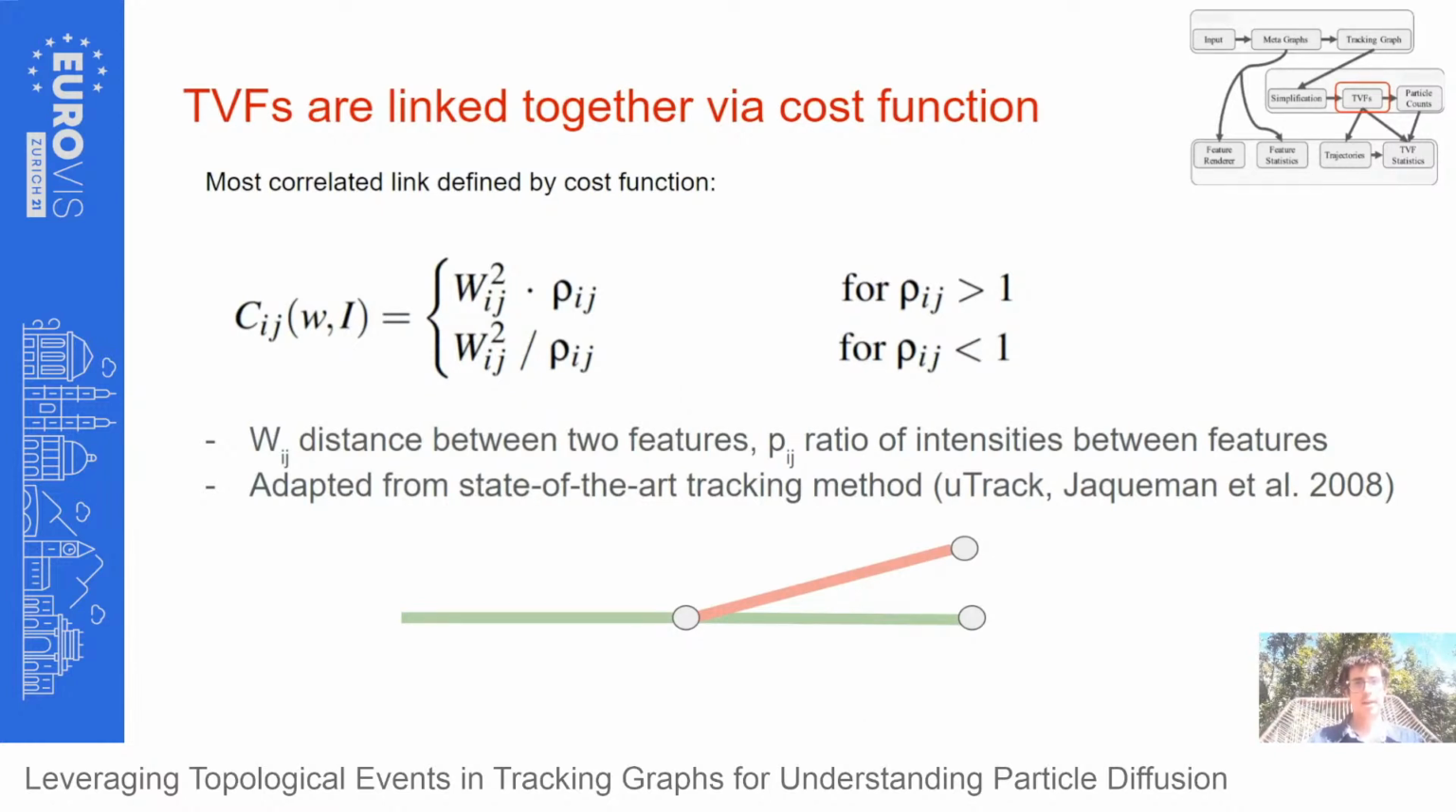Importantly, we also maintain the most correlated link between features as defined by this cost function, which combines the distance between two features and the ratio of intensity between the two features. So if we have this split event on the bottom here, we can compare each of the features using the cost function, and if the bottom set has the lowest cost, we'll mark this edge as the most correlated link.